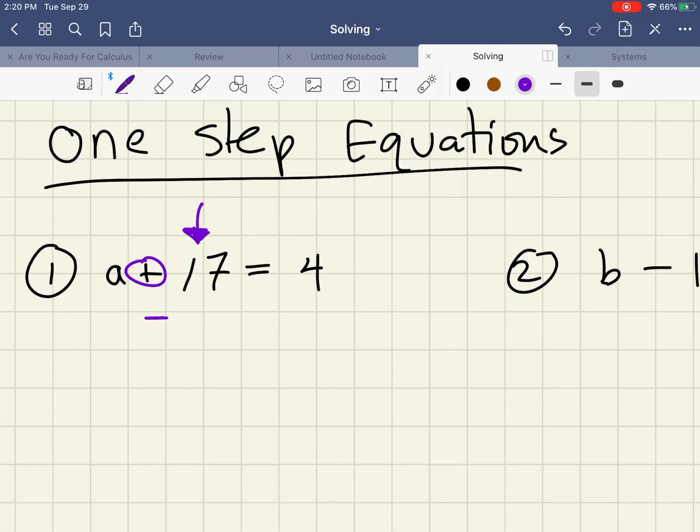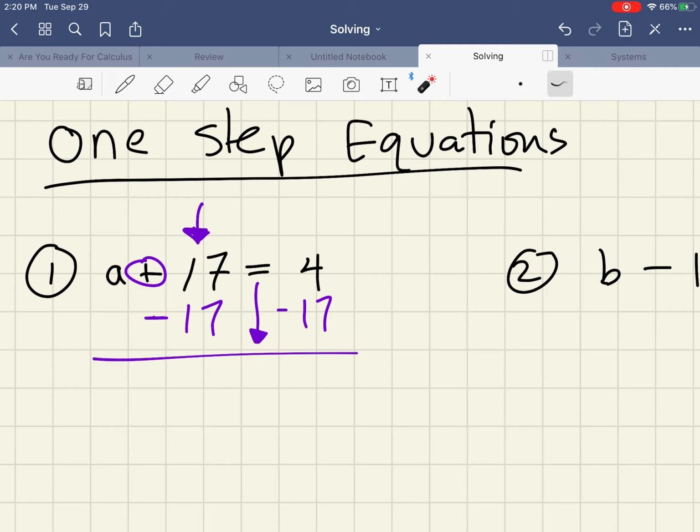So plus here paired with the minus will cancel it. So subtract 17. I have to do both sides. Okay, I'm going to have subtracting 17 from both sides. The equal sign drops down. I'm going to do my results of the subtraction.